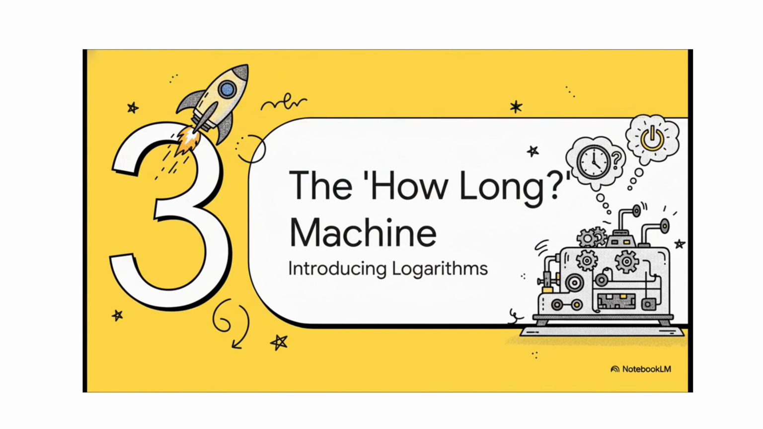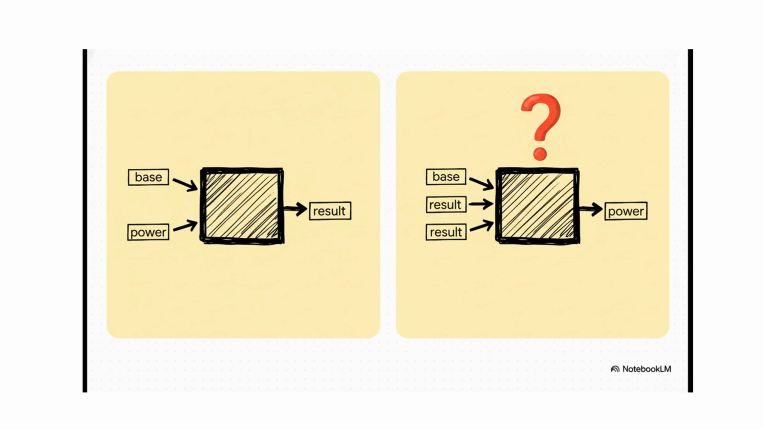And this is where a new hero enters the story. To solve this exact problem, mathematicians came up with a brilliant tool, the logarithm. It's basically a machine that's built to answer one simple question: how long? This slide just nails the relationship perfectly. An exponent asks, hey, what do you get if you take 2 to the power of 3? The answer is 8. A logarithm completely flips it. It asks, hey, what power do you need to put on a 2 to end up with 8? And the answer is 3. It's the exact inverse question.